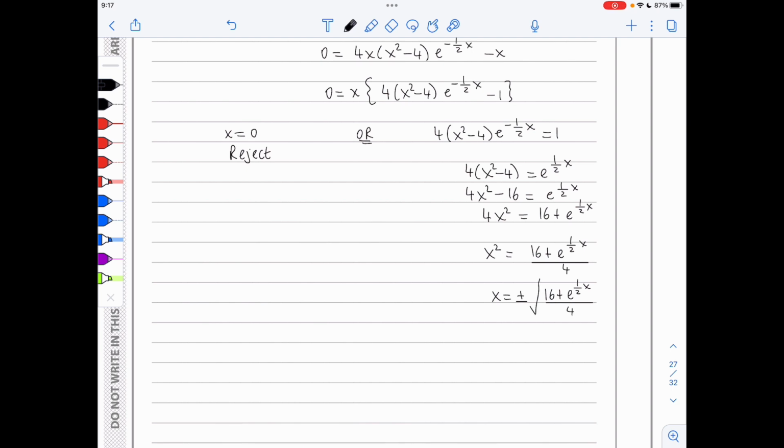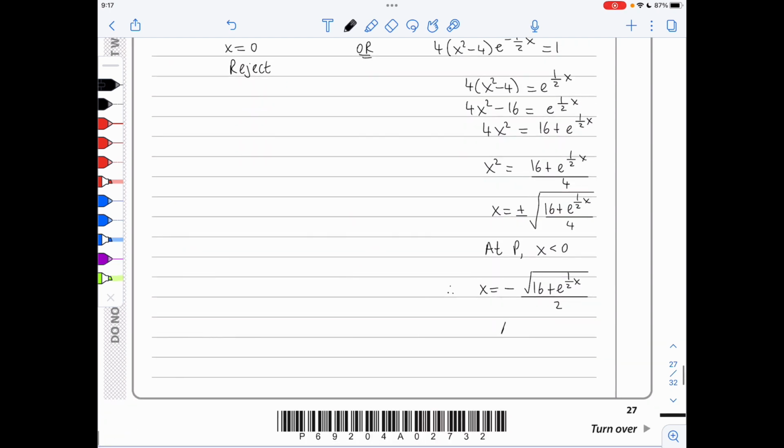And now I will explain that at p, x is negative. Therefore, we have that x is minus the square root of 16 plus e to the half x over 2, which is simply the square root of 4, as required.